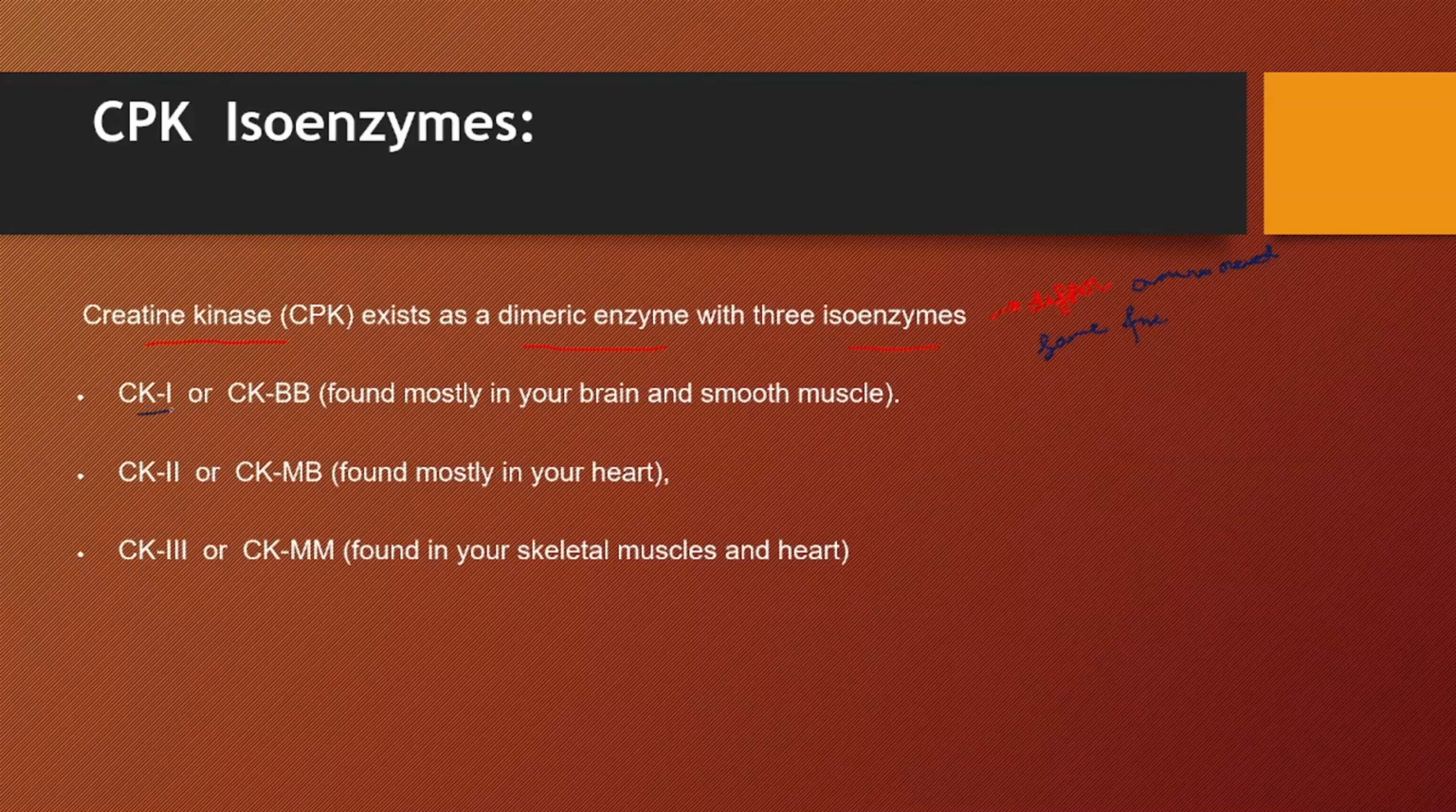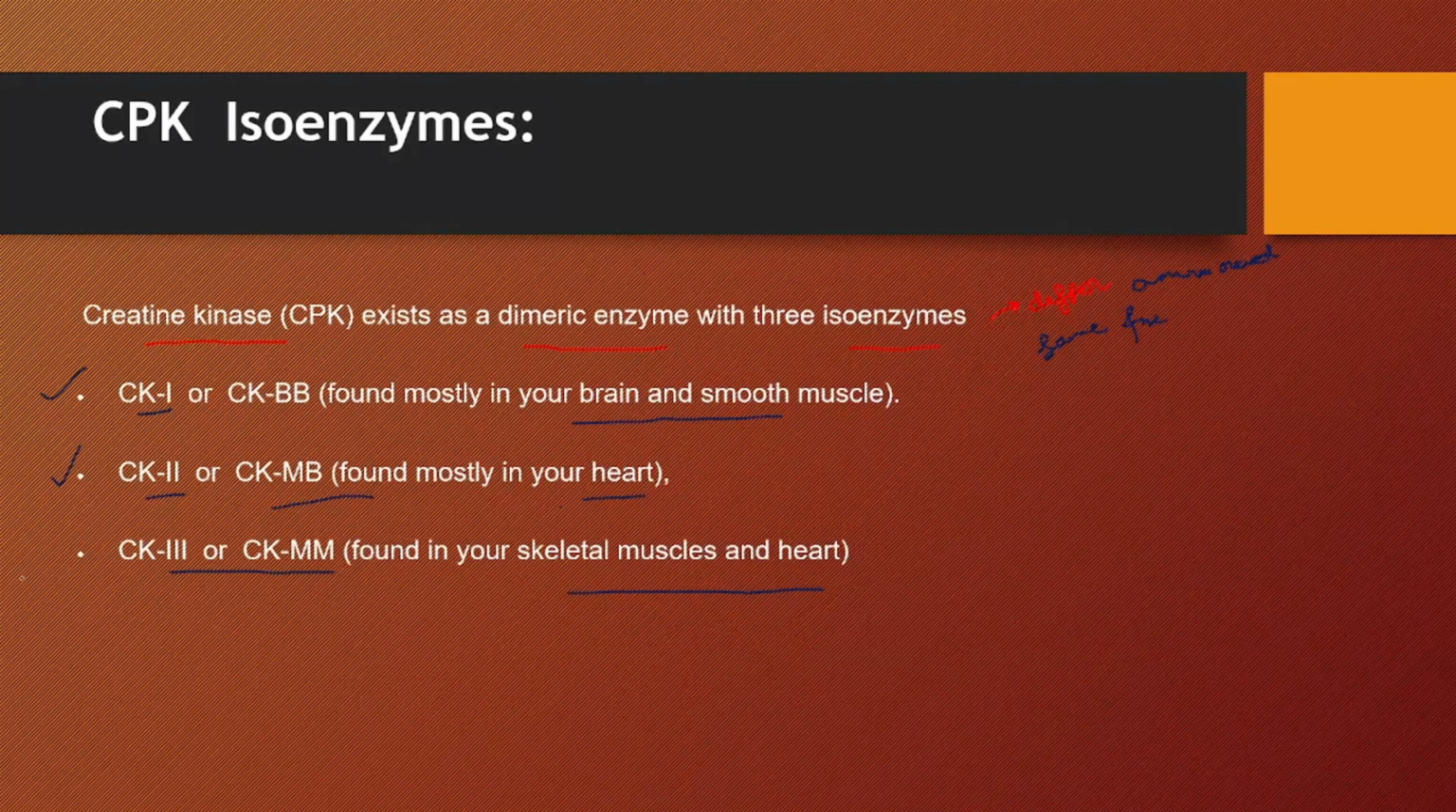So the first one is CK1 or CKBB, which is mostly found in the brain and smooth muscle. The second one is CK2 or CKMB, which is mainly found in the heart. And the third one is CK3 or CKMM, which is mainly found in the skeletal muscles and the heart. So these three are very important. Sometimes questions are asked about the locations of the three different creatine kinases.